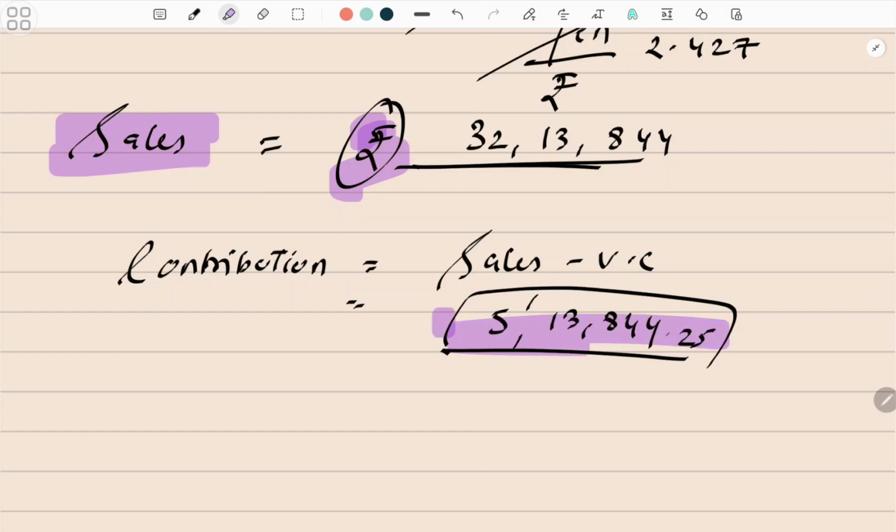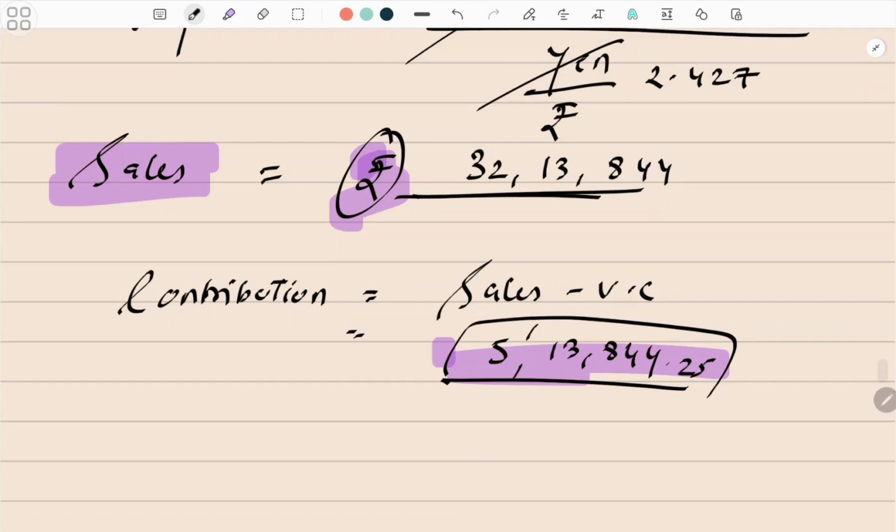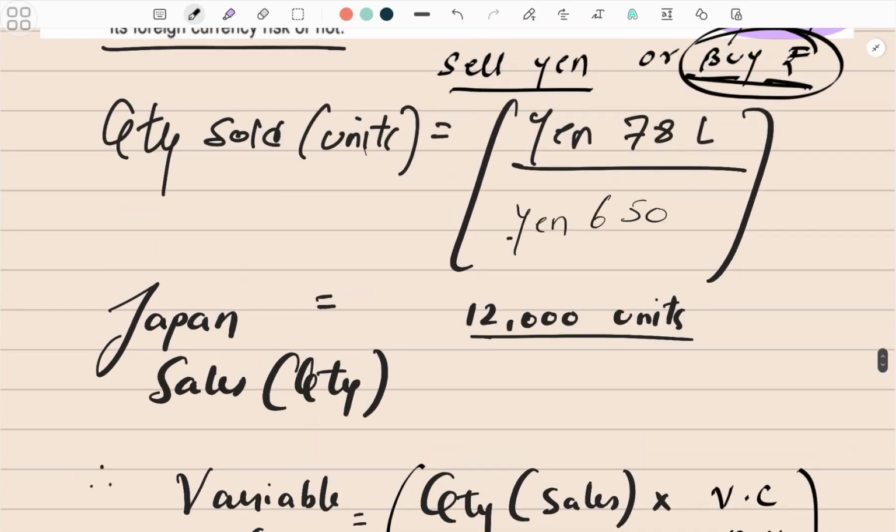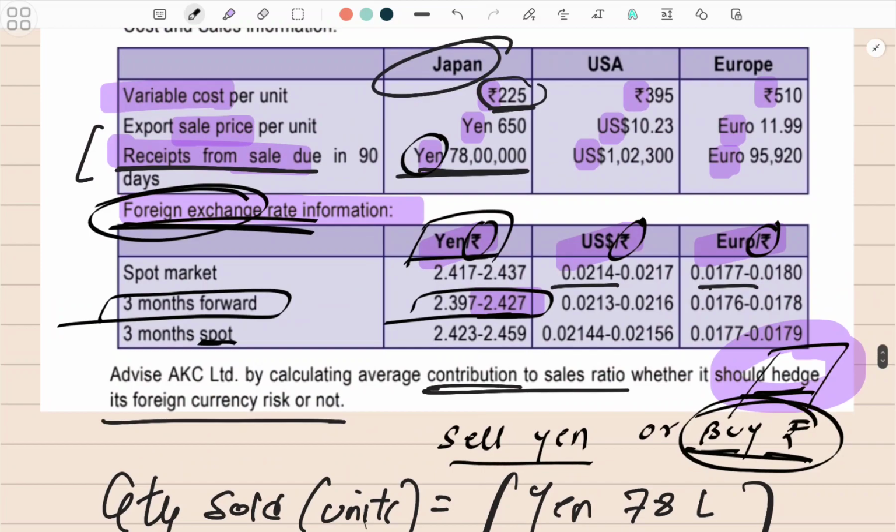This is your contribution. This is also not your final answer. They're asking contribution to sales ratio. So we'll do even that. But the thing is, I'm not doing that ratio because you have to do it for the US market and for Europe, and then they are asking the average. So when you add all this is when you get the average. So I'm not doing that. But basically it's contribution divided by sales. That's what they're asking. Total contribution divided by total sales.